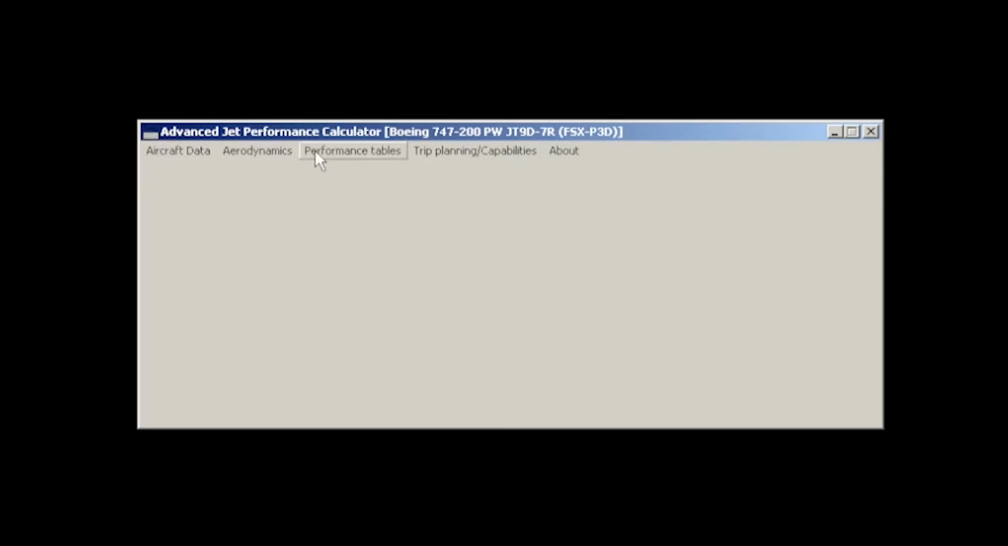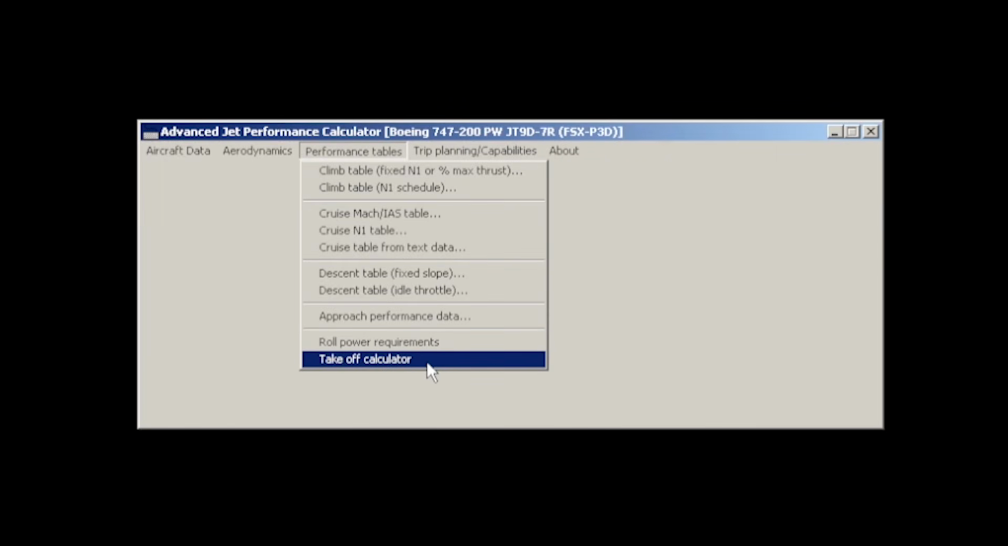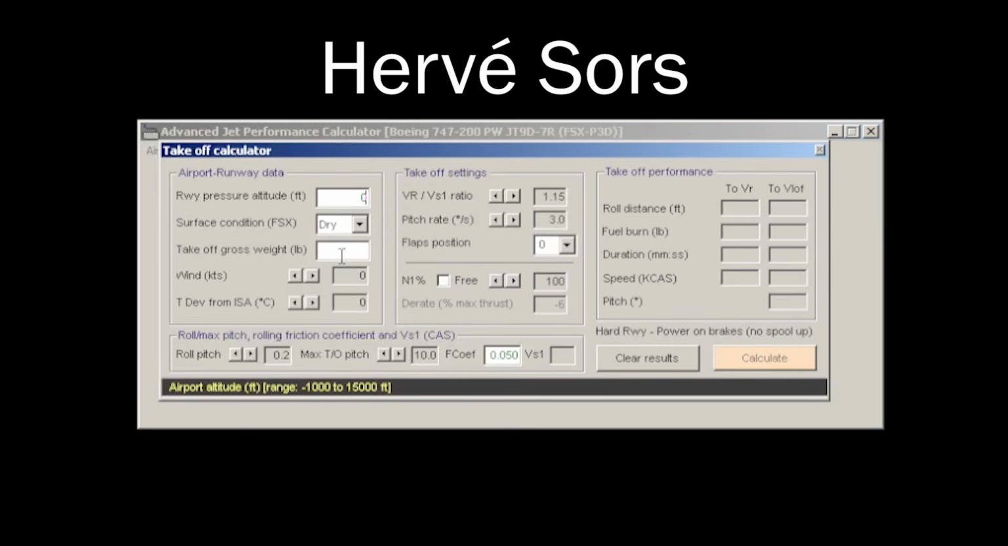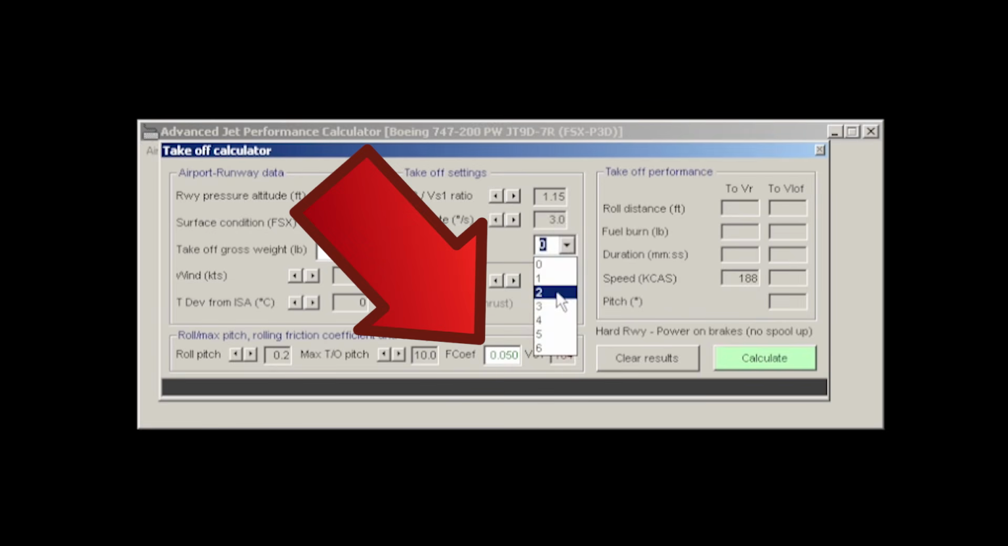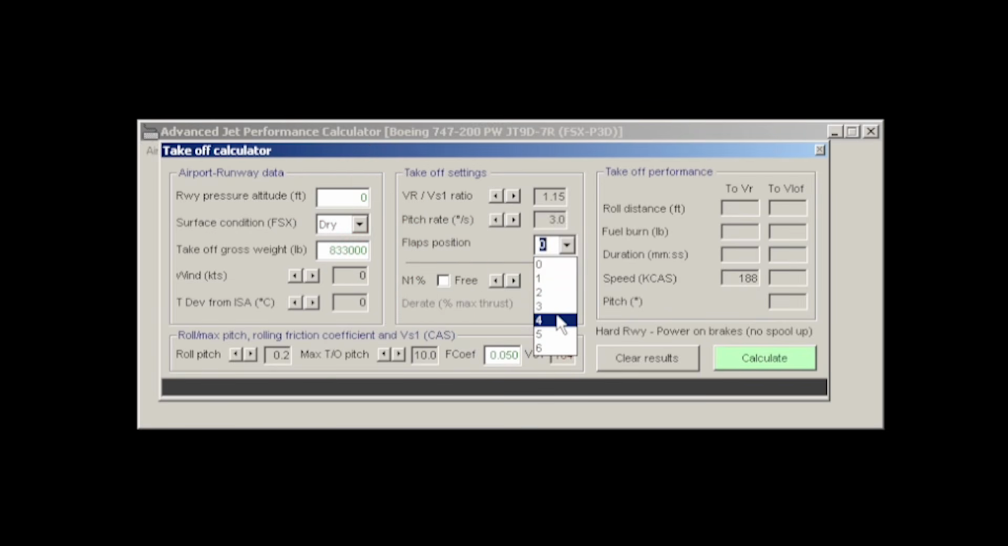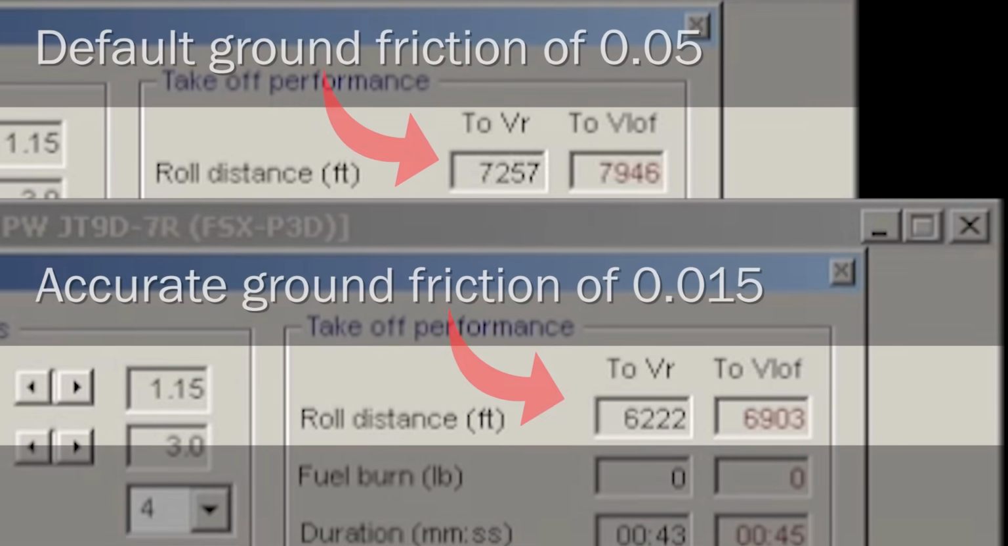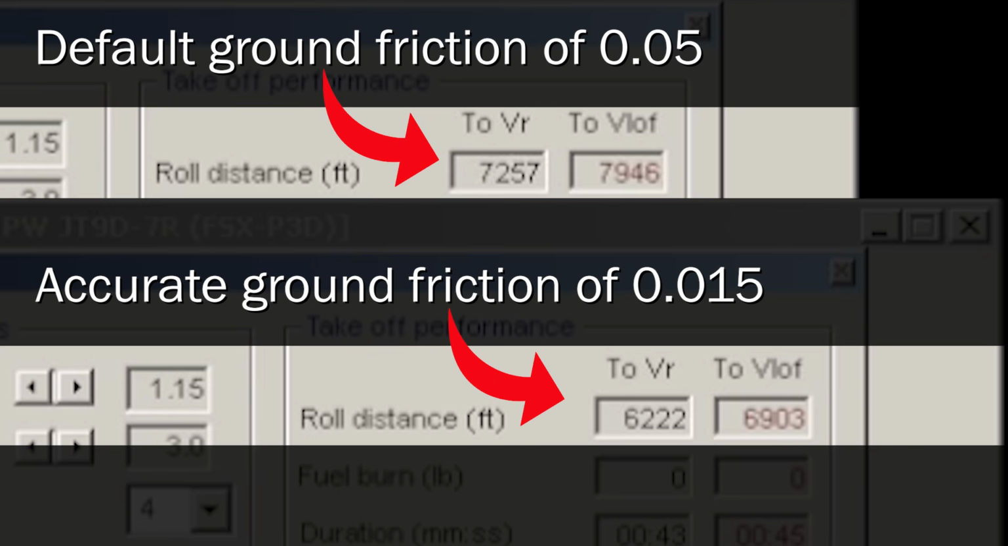Using the amazing program Advanced Jet Performance Calculator developed by Airways, sorry if I'm mispronouncing that, which very handily includes an input for the ground friction coefficient, a heavyweight takeoff roll for my 747 is increased by over 1,000 feet compared to realistic ground friction values, a huge amount of distance that would absolutely need to be accounted for in the planning and performance of an aircraft.